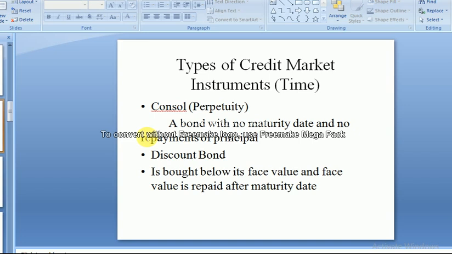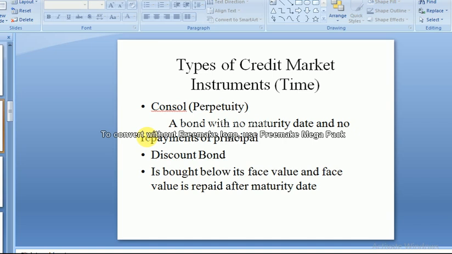They have no maturity until and unless the corporations are in operating positions, so the bondholder will get the coupons. Next one types of the credit market is discount bond.